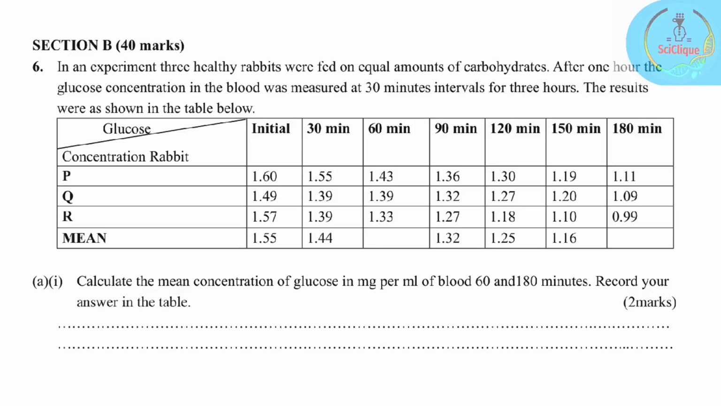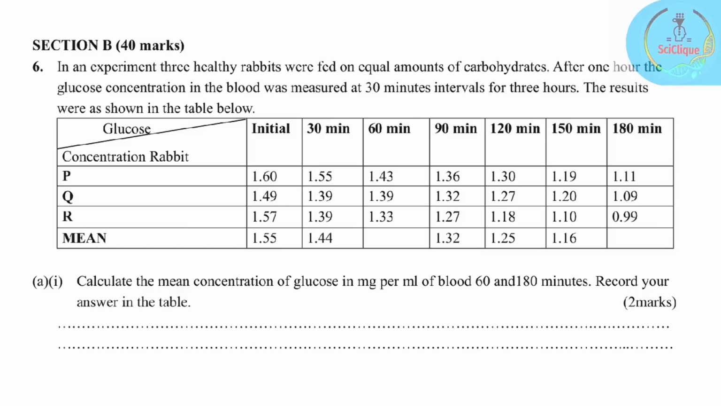In an experiment, 3 healthy rabbits were fed on equal amounts of carbohydrates. After 1 hour, the glucose concentration in the blood was measured at 30 minute intervals for 3 hours. The results were as shown in the table below. Okay, so we have rabbit P, Q, and R and the mean. So A Roman 1, calculate the mean concentration of glucose in milligram per millilitre of blood at 60 and 180 minutes. Record your answers in the table.